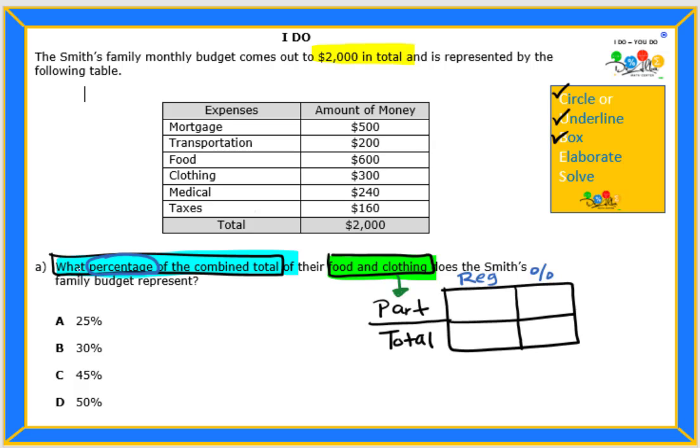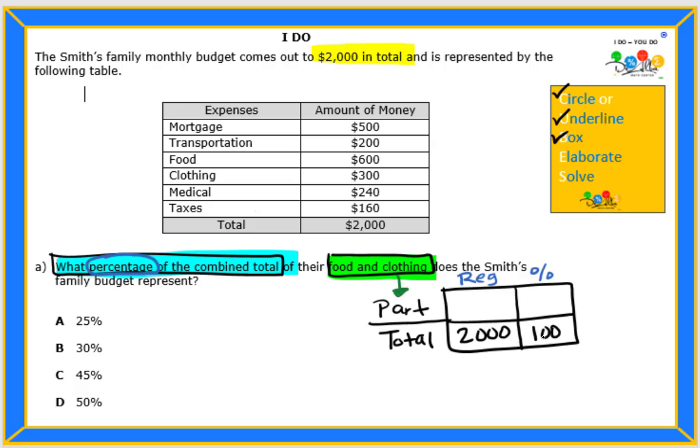Okay, so first let's talk about the totals. We know that $2,000 is the total amount of money. So we will put that here. That's a regular number. Now, $2,000 is the entire budget. So it represents 100% of their budget. They cannot spend more than 100%. That's their entire budget. That's everything they have to work with. So that's 100%. So you see how in the bottom we have two totals, but it's the same thing. It's in regular number, it's $2,000. And in percent, $2,000 represents 100%.